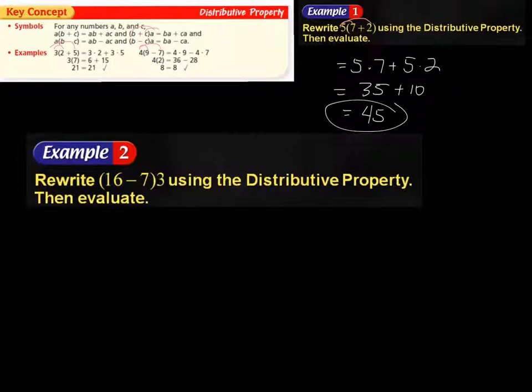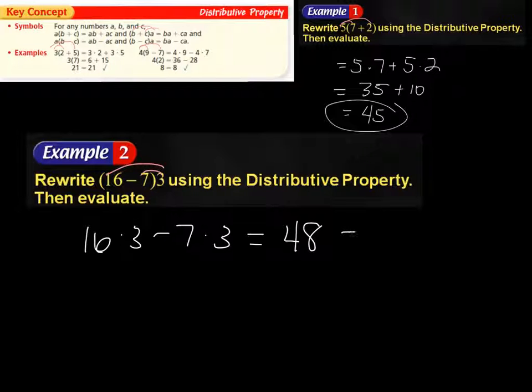And of course it doesn't matter if we're using addition or subtraction in there, and it doesn't matter that they put the 3 at the right instead of the left. So we're going to have 16 times 3, or you could write 3 times 16, it doesn't matter. So 16 times 3 is 48, 7 times 3 is 21, using PEMDAS again, and 48 minus 21 is 27.